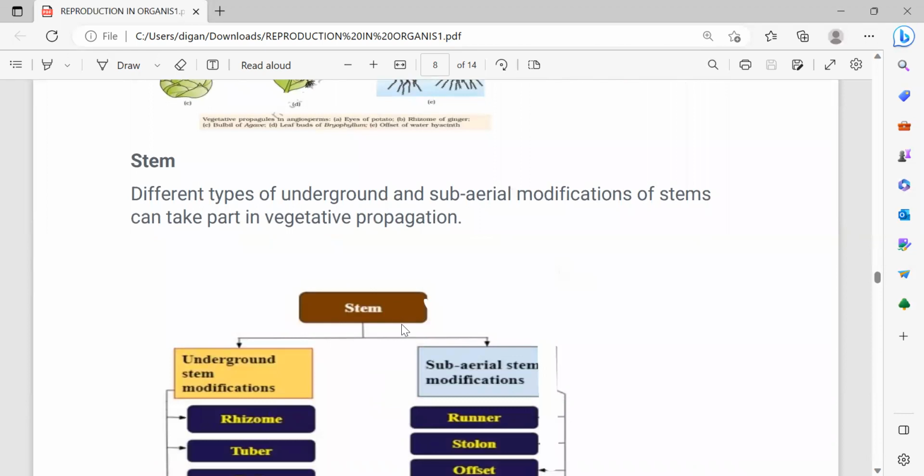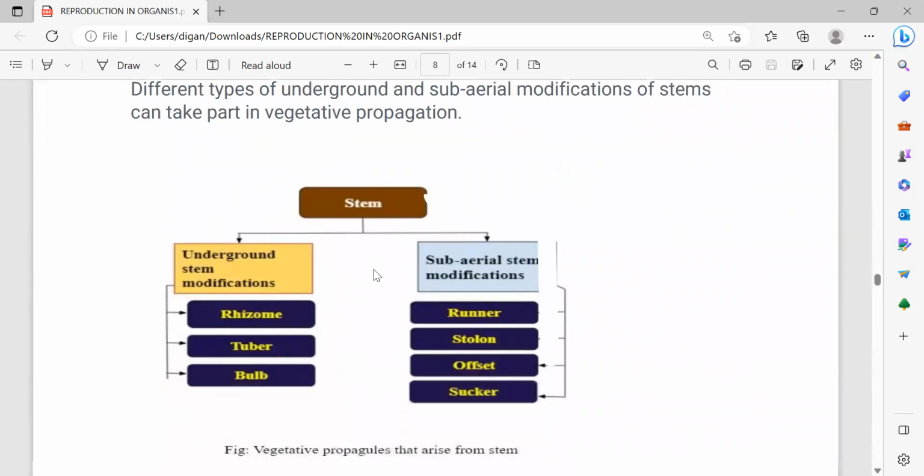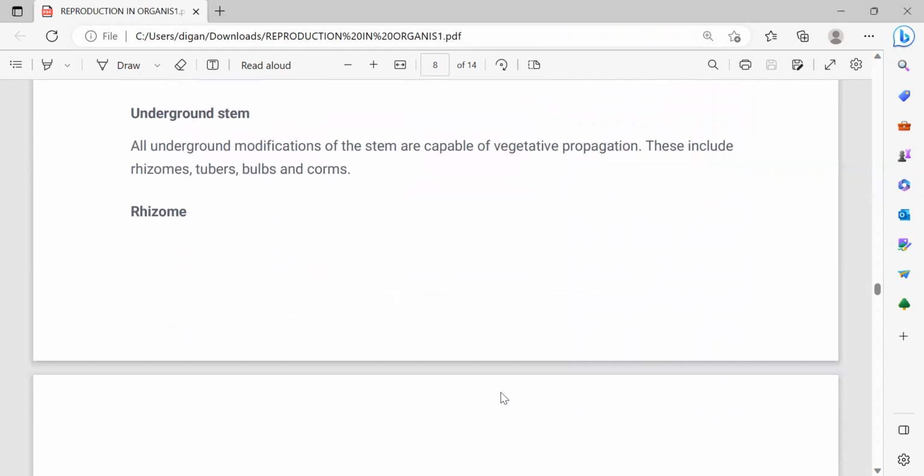So first, vegetative reproduction from stem. From the stem, a total of seven types of reproduction take place. The first is from underground stem, and the second is subaerial stem. From underground stem: rhizome, tuber, and bulb, whereas in subaerial stem: runner, stolon, offset, and sucker. Now come to the underground stem. All underground modifications of stems are capable of vegetative propagation, meaning new offspring can be produced from the underground stem, and that is called asexual reproduction from underground stem.